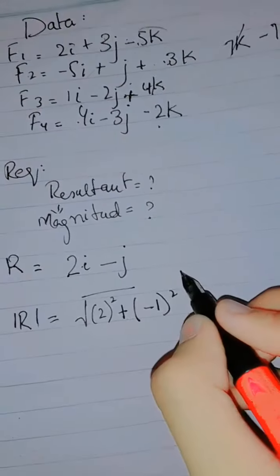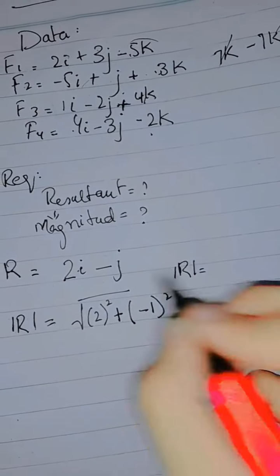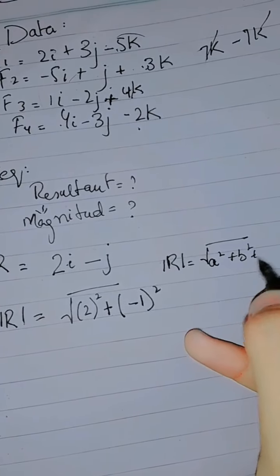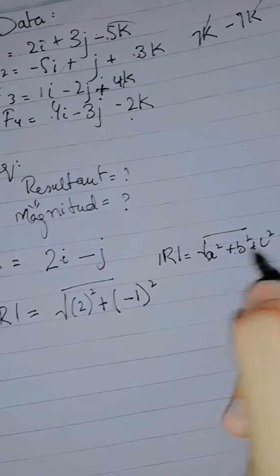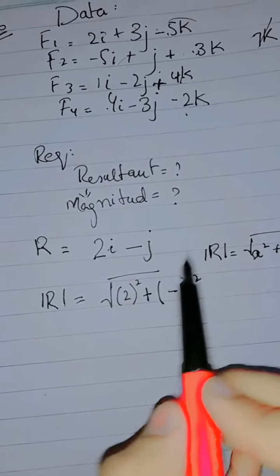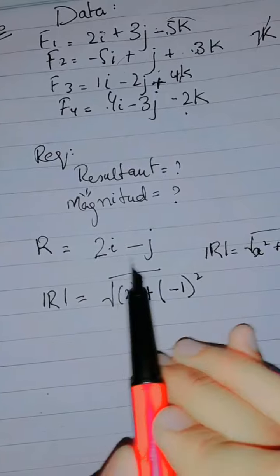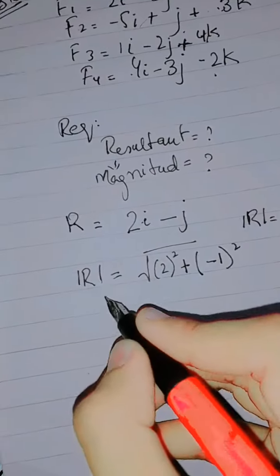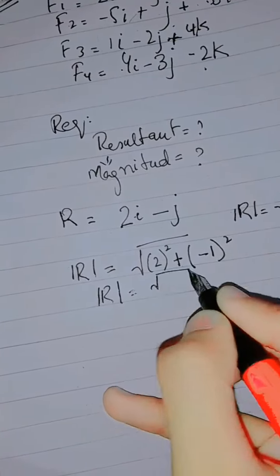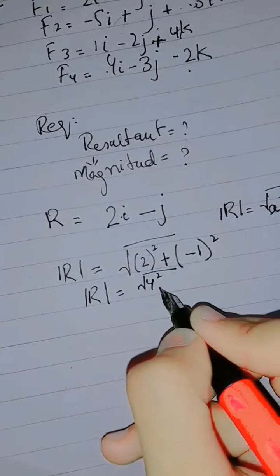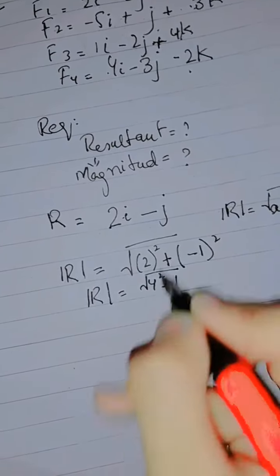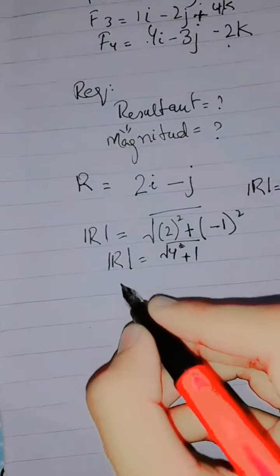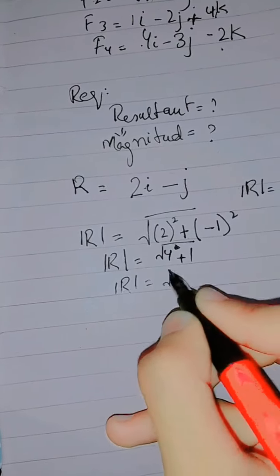Basically the magnitude formula is: the resultant magnitude is equal to the square root of a square plus b square plus c square and so on. Here the k is 0, so we are not counting it. So 2i minus j, 2 square plus minus 1 square. Now we'll be finding the magnitude. It will be 4 plus 1. Then here it will be 5.